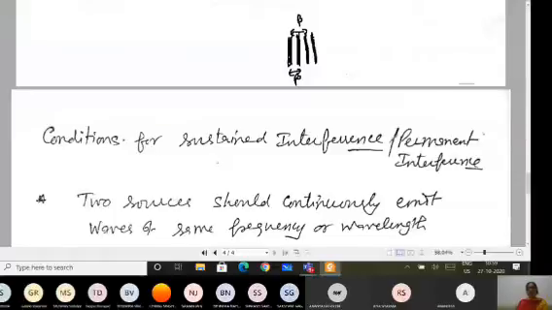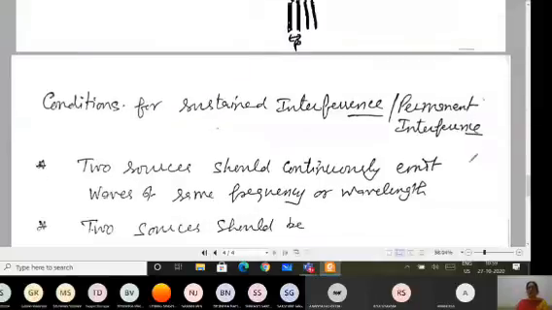Sustained interference means the interference pattern in which bright and dark fringes remain there for a given interval of time. They should not be vibrating, or changing their locations, because if they change their location, then bright may come over dark and dark may come over bright, and then you will not be able to differentiate between the bright and dark fringes. So sustained interference, we may call it the permanent interference also.